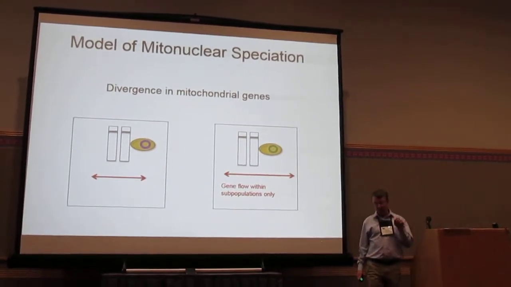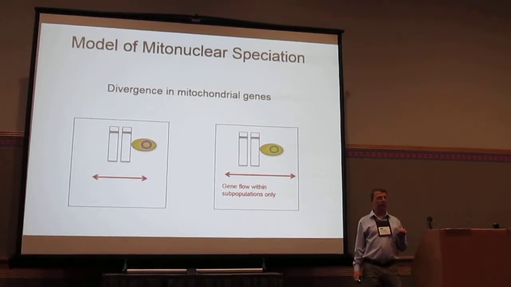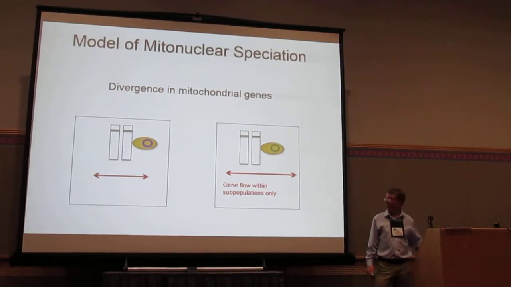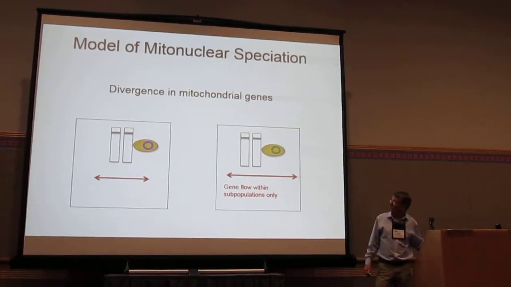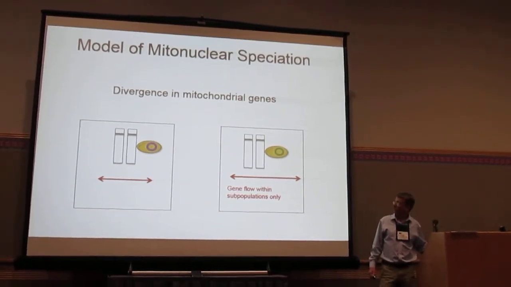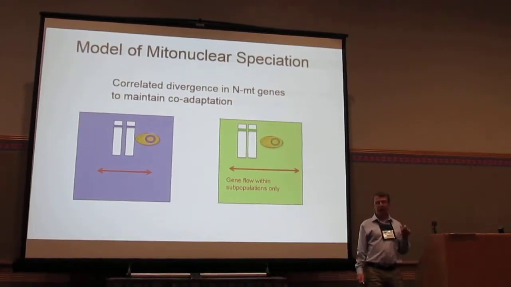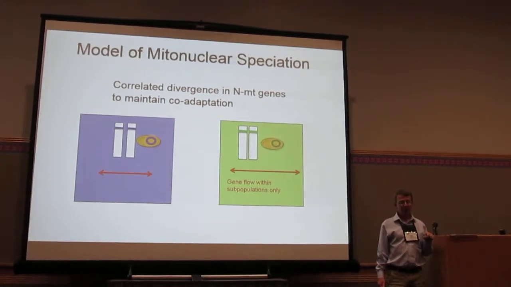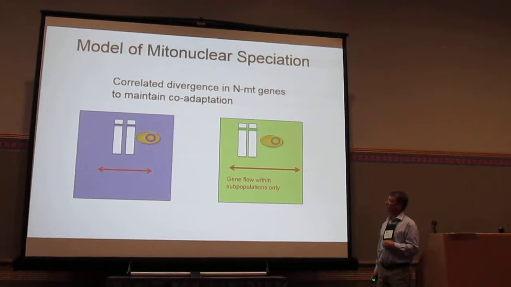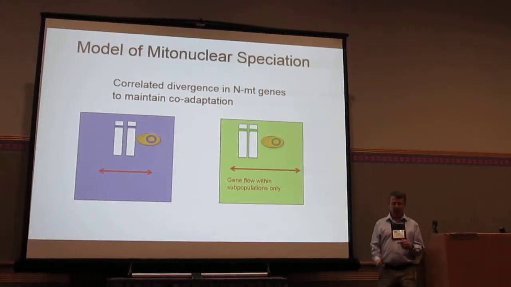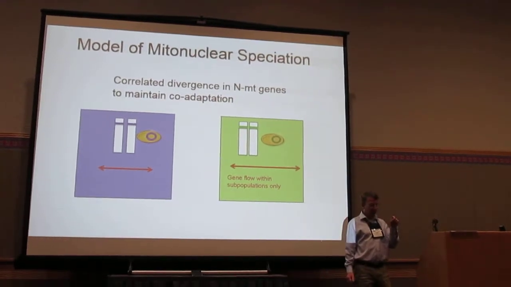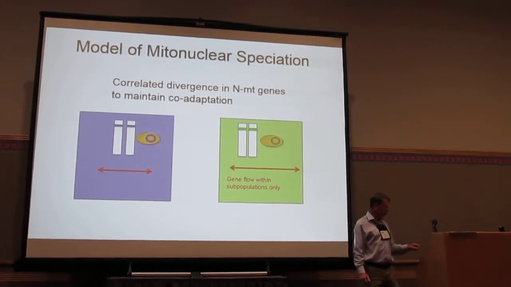But we have to remember we have to maintain mitonuclear coadaptation. It's essential to organism fitness. So as the mitochondrial genome changes, some of the changes are going to be functional. And in order to maintain mitonuclear coadaptation, there's going to have to be matching changes in the nuclear genome. You're going to get coordinated coevolution of that set of interacting nuclear and mitochondrial genes.